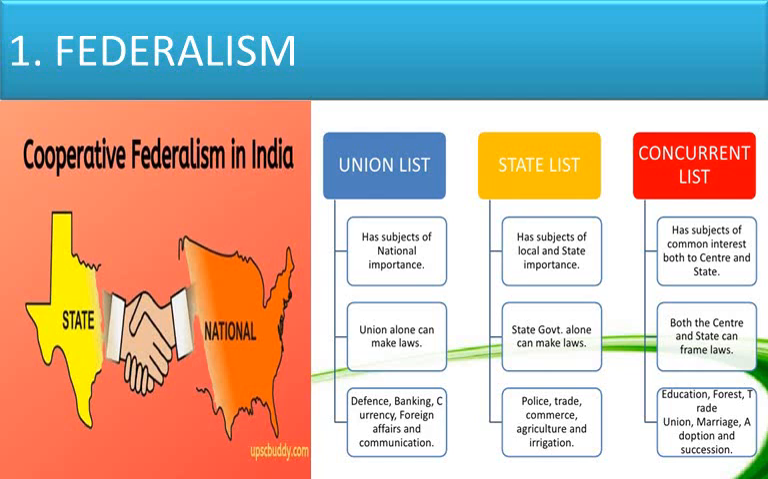Then we have the Concurrent list. They have common interests of both the center and the state. So the Concurrent list is a list on which both the union government, or we can say central government or national government, and the state government can make laws. So both national and state governments can make laws on the Concurrent list. The subjects included in the Concurrent list are education, forest, trade union, marriage, adoption, succession. They are all included in the Concurrent list.